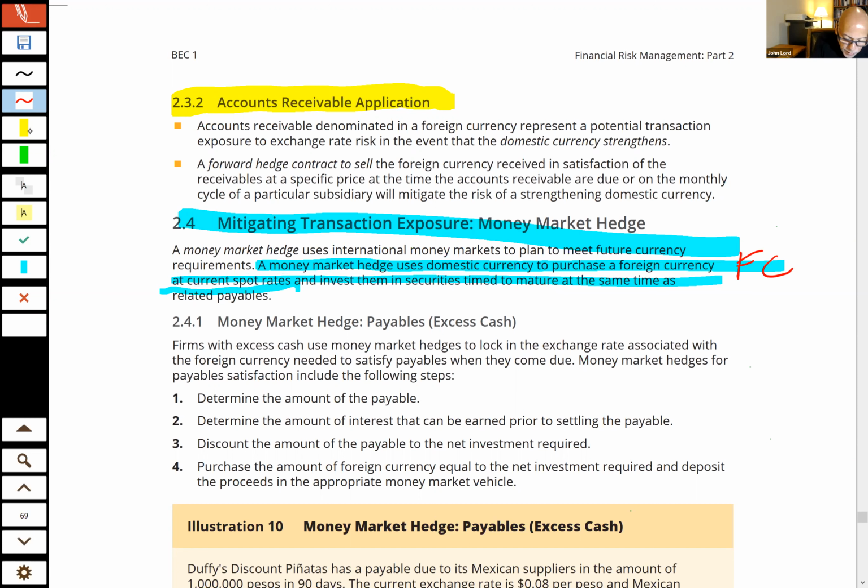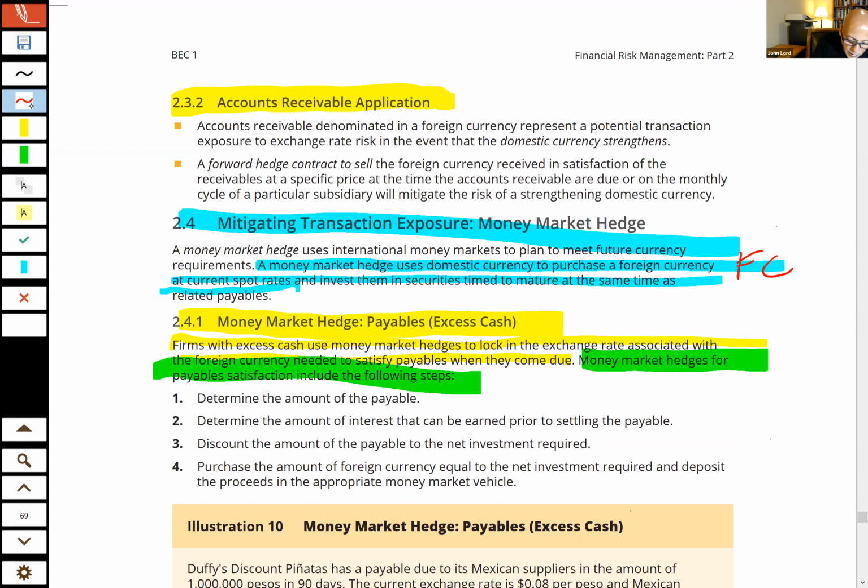And let's go ahead and see what happens when we have a payable. And let's see what happens if we have excess cash. Firms with excess cash use money market hedges to lock in the exchange rate associated with the foreign currency needed to satisfy the payable when it comes due. Money market hedges for payable satisfaction follow these steps. And let's go ahead and flashcard those steps.